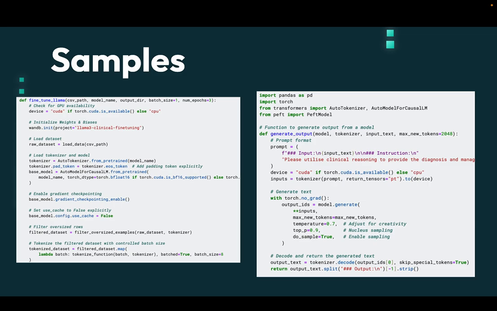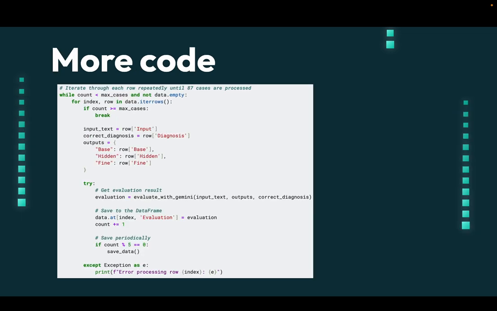So on the left, that's the part of the script for fine-tuning the model, and on the right, that's generating the new outputs, which was using my model. And then this is some more code for evaluation, which we'll talk more about after.